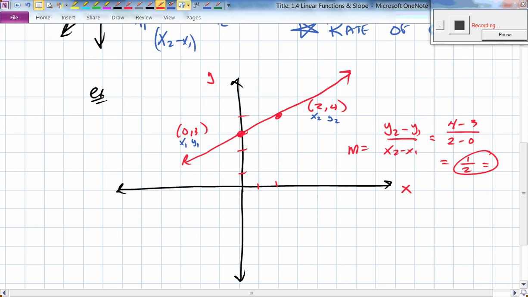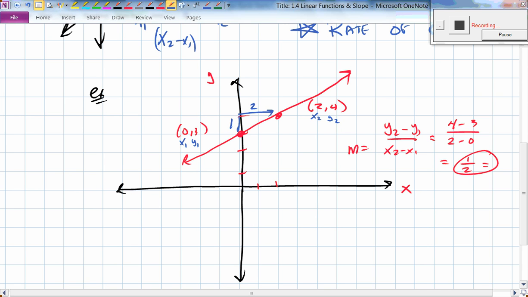Hey, check it out. It's the same thing if I just go up 1 and over 2. Sweet. That's it. Up 1, over 2. Take the quotient. That's my rise over run. So this particular slope happens to be positive.